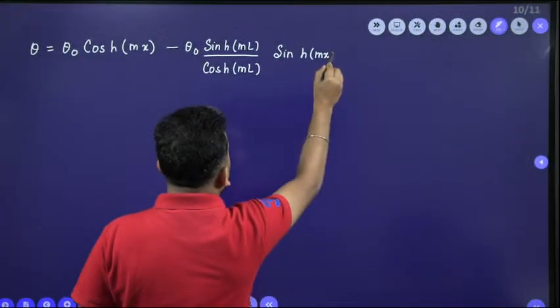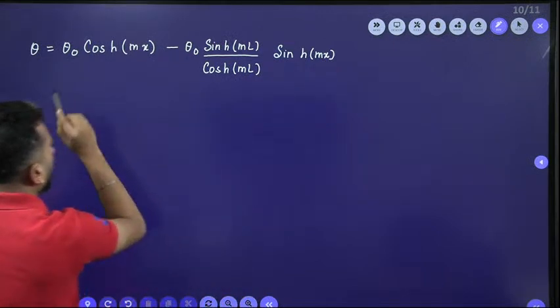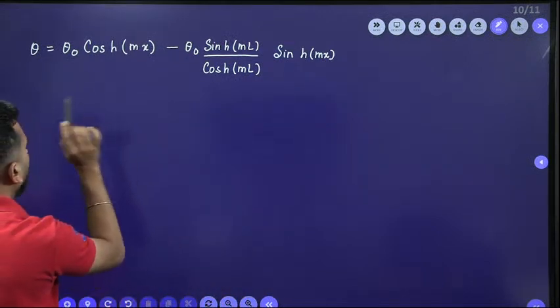So theta is equal to theta naught a cos hyperbolic mx minus, now what is b? Theta naught sin h ml by cos h ml into sin h mx. Okay. So we have got both the C1, C2, A and B values, very good.